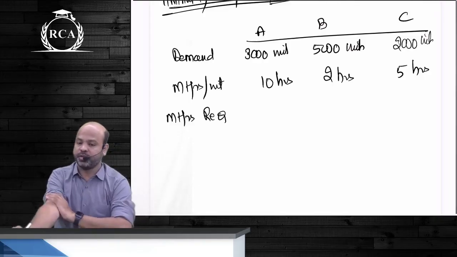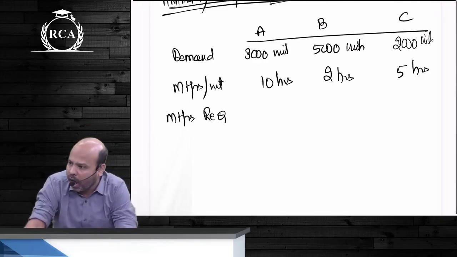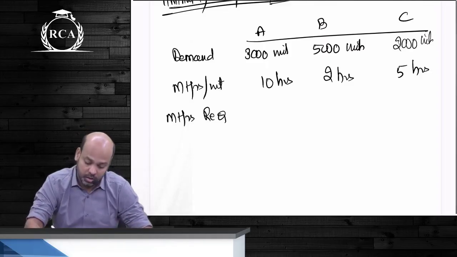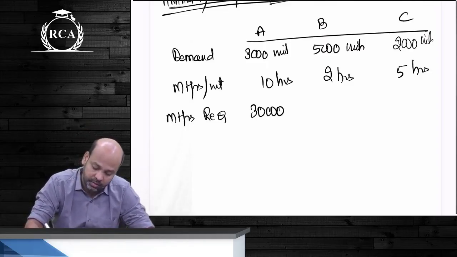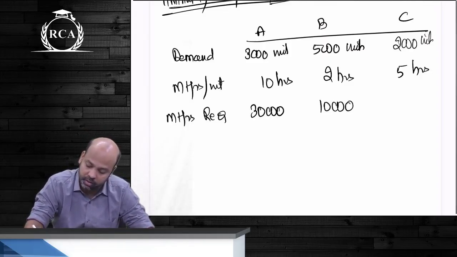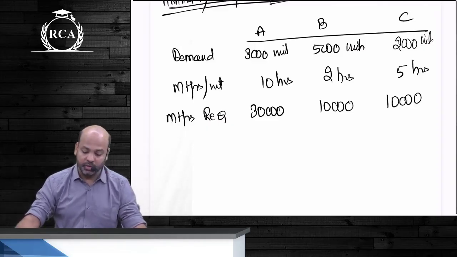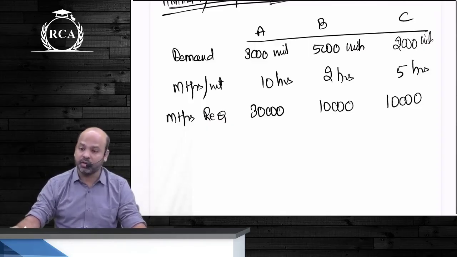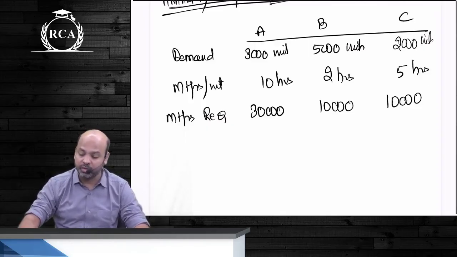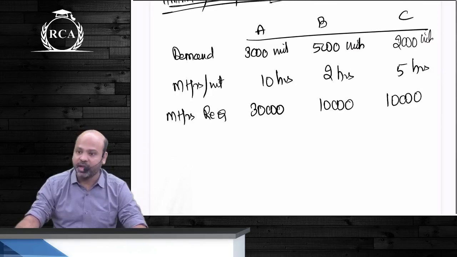Total requirement of machine hours. 30,000, 10,000 and 10,000. Correct, guys? 3000 units multiplied by 10 hours, 5000 units multiplied by 2 hours, and 2000 units multiplied by 5 hours. 50,000.